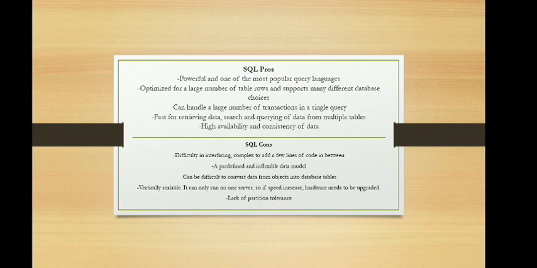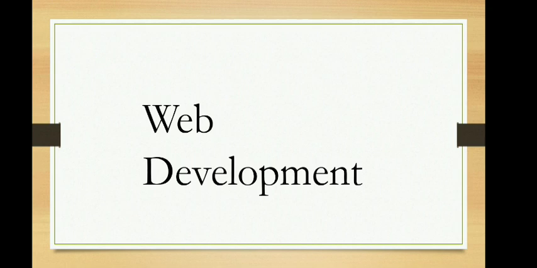Cons. Difficulty in interpreting complex queries, and hard to add a few lines of code in between. A predefined and explicit data model can make it difficult to convert data from objects into database tables. Vertically scalable, it can only run on one server, so if speed increases, hardware needs to be upgraded. Lack of partition tolerance.